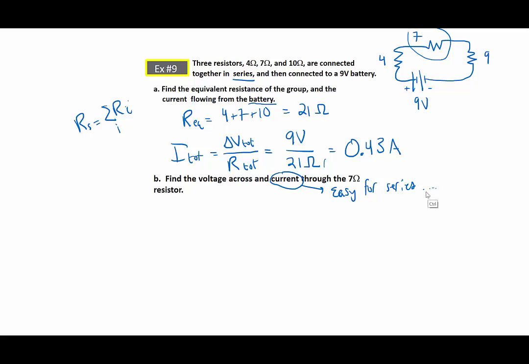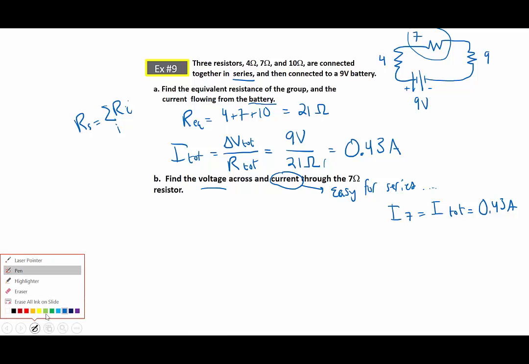Okay. Hopefully you were able to realize that because there's only one path for charge to flow, everyone's going the same speed. So the current going through the 7 ohm resistor is going to be equal to the total current of the battery, which we already determined was 0.43 amps. So once I know that, my current's done. Now I want to find the voltage. And voltage is not the same across each one of these.